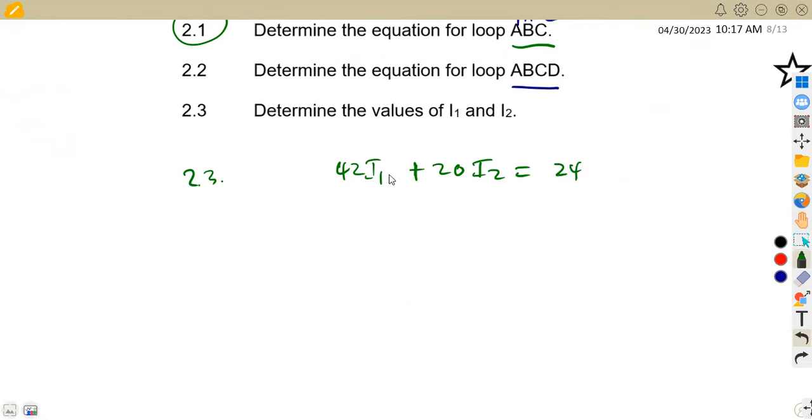So this equation is in your hands. You can do whatever you want in this case. You can even reduce your equation. Like in this case, I can choose to reduce by 2, just to work with smaller values. So by 2, this is going to give us 21 I1 plus 10 I2, which is equal to 12. So you can even use it like that with 12.